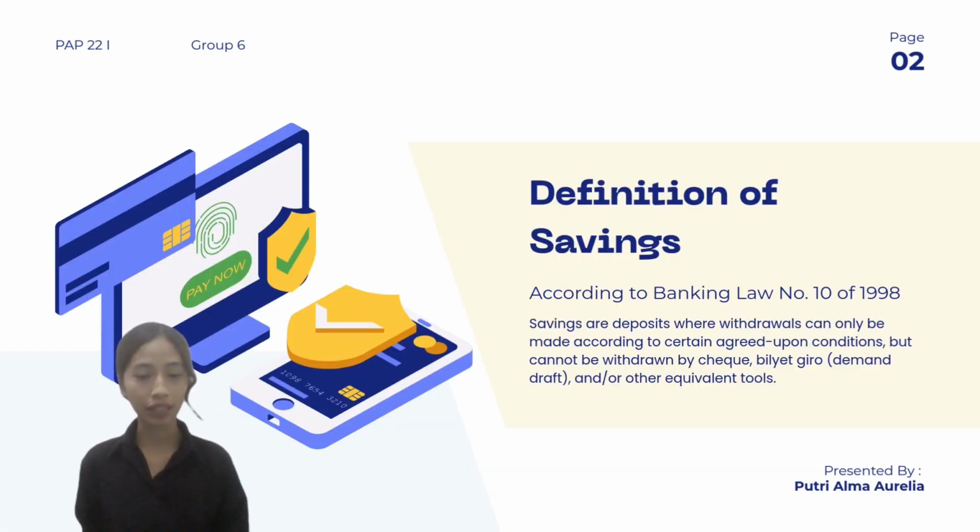First, we must understand what saving means. According to the Bank Law number 10 of 1998, savings are defined as deposits where withdrawals can only be made according to certain agreed upon conditions. The key point is that these funds cannot be withdrawn using checks, demand drafts, or other equivalent tools. The withdrawal method is specific to the bank's agreement.